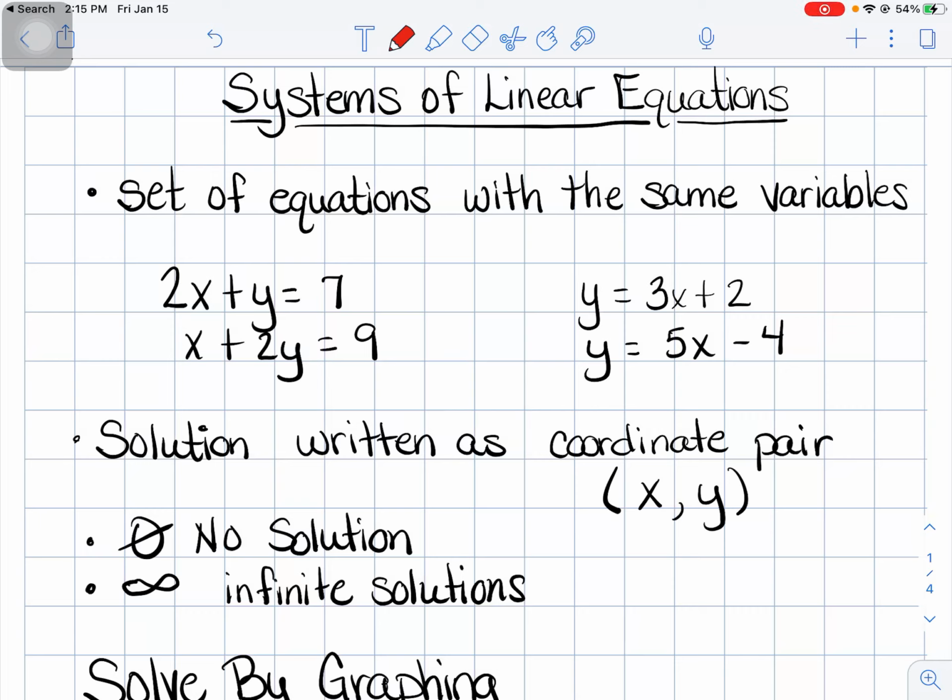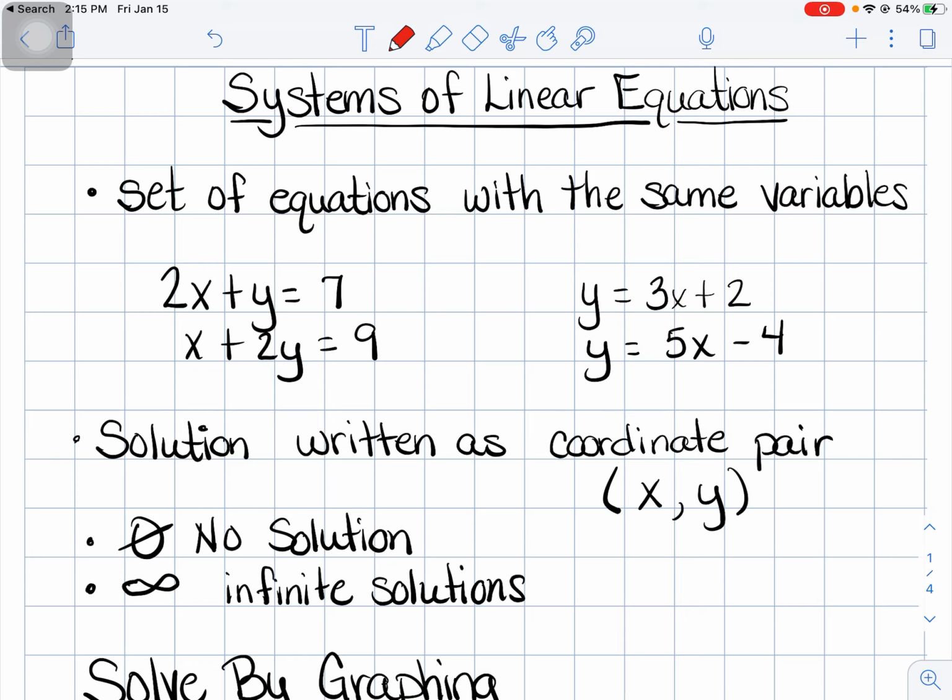Going to talk more today about systems of linear equations. So we've introduced already what systems of linear equations are and how many different solutions you can have, different variations. So remember that systems of linear equations are a set of equations with the same variables.